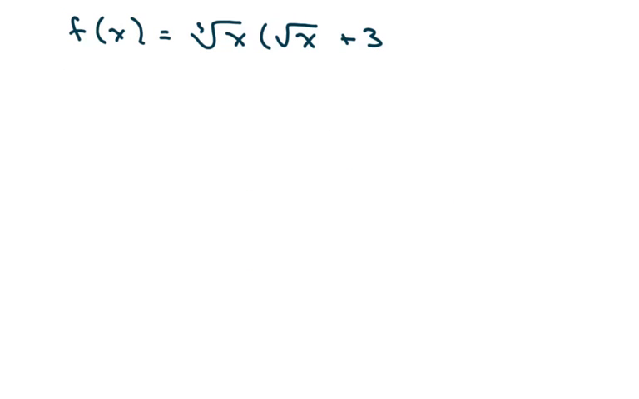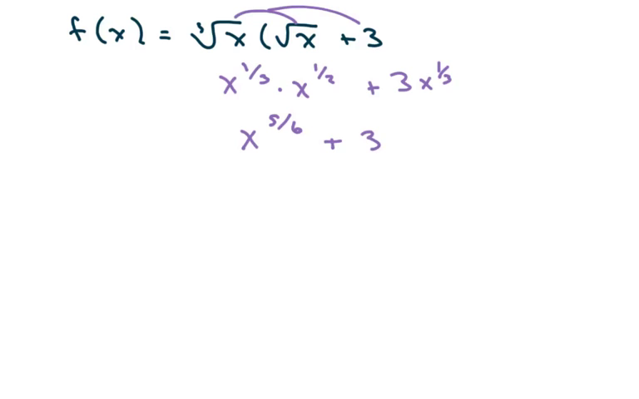Now, an alternative way to do this is to distribute this first and then take the derivative. So if you do x to the 1/3 times x to the 1/2 plus 3, then we can add these up and you get x to the 5/6. Oops, I forgot to do the cube root, so x to the 1/3 plus 3 x to the 1/3. Now take the derivative. I think this way is a little easier. You don't have so many fractions.